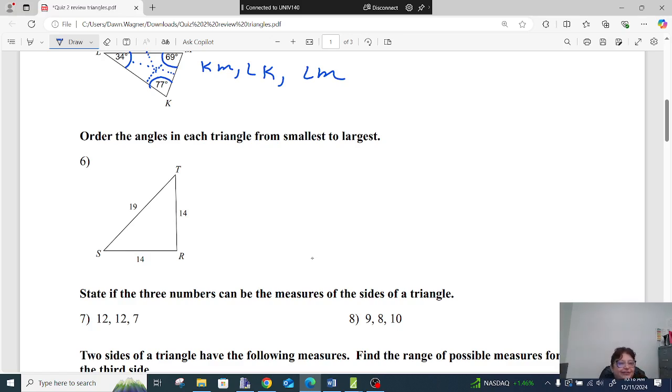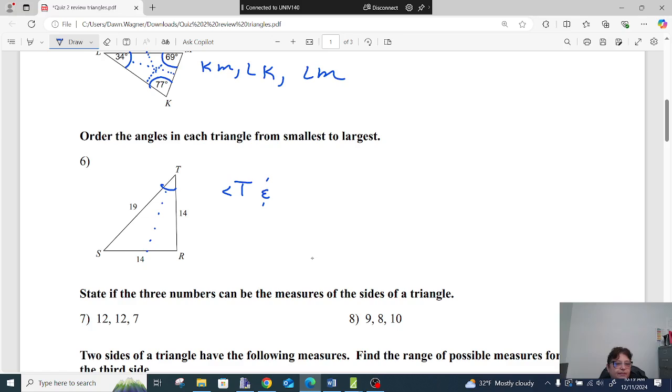Okay, so across from the smallest sides are going to be the smallest angles. And across from the largest side is going to be the largest angle, or opposite. Now 14 and 14 are the same. That means the two smallest angles are going to be actually the same angle measure. So if here is SR, if I'm going across, that's angle T. And I'm just going to put an and sign, or you could just write out and.